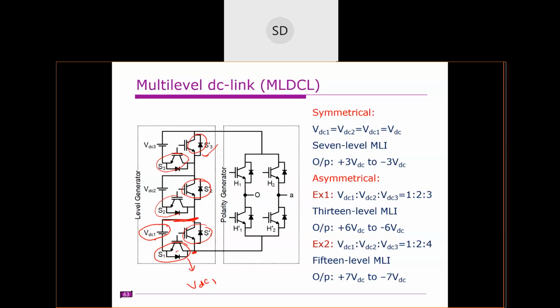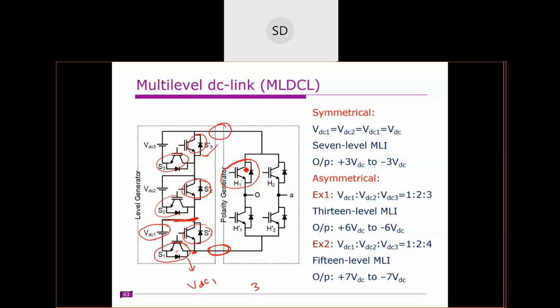Okay, so now, what is the blocking voltage for this switch? Half of VDC1 plus VDC1 plus VDC2. See, what is the sum of all? What is the input for this H bridge? This is the input, right? So what is the input peak value? That is VDC1 plus VDC2 plus VDC3, right?